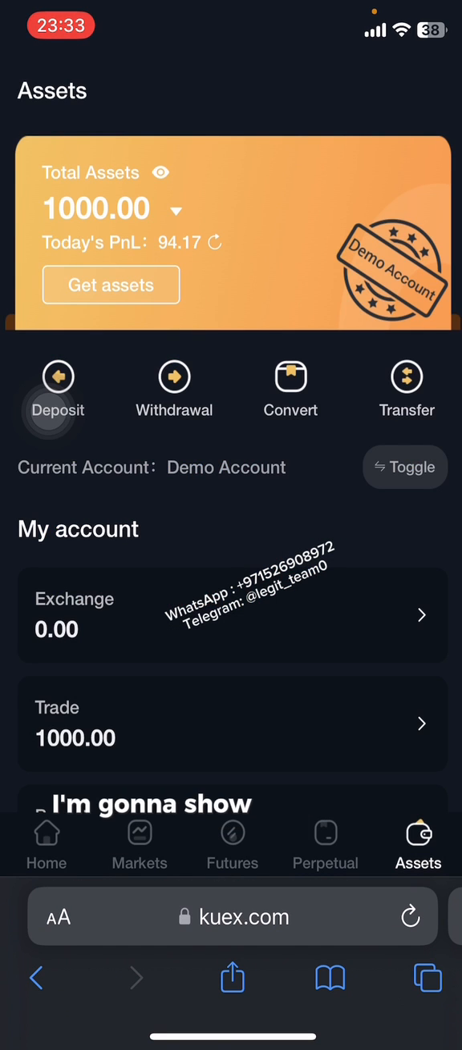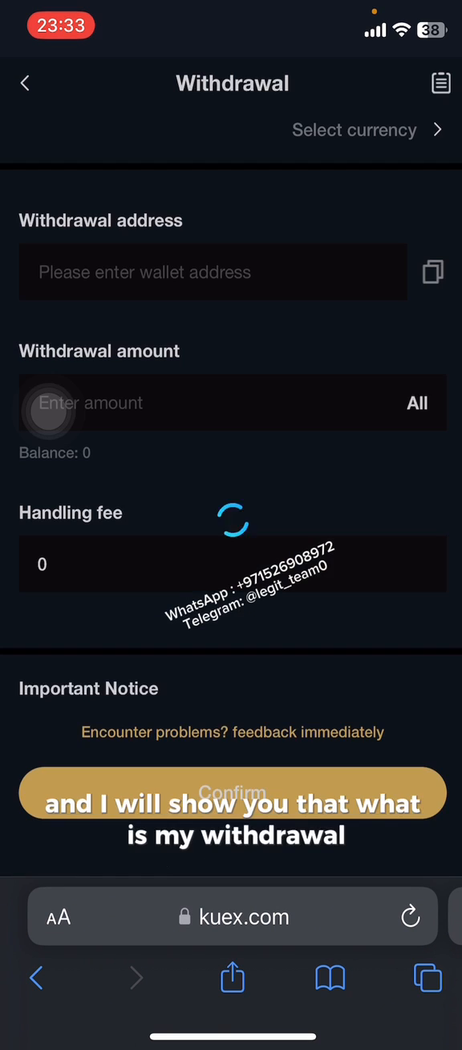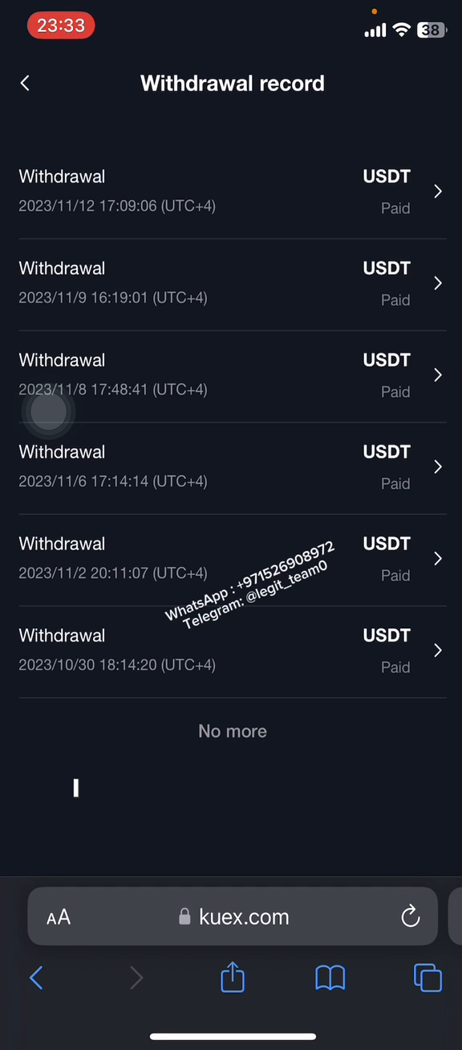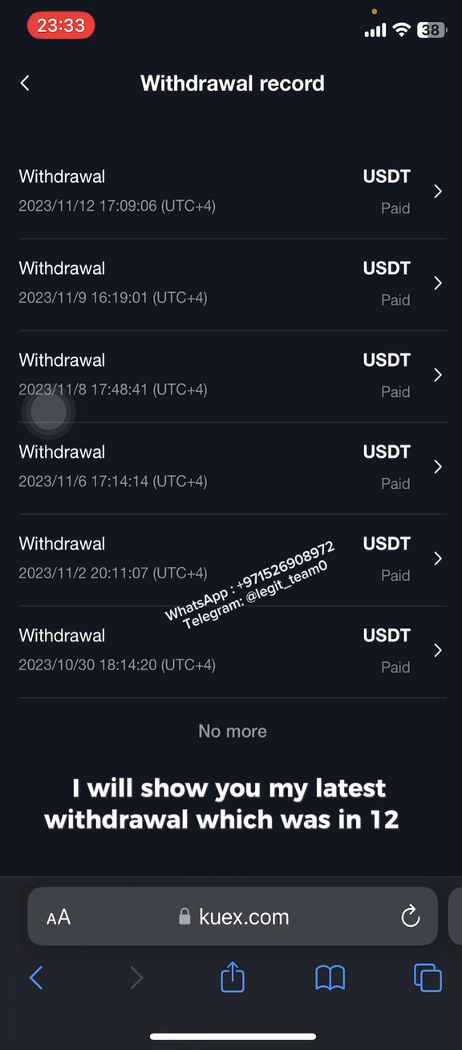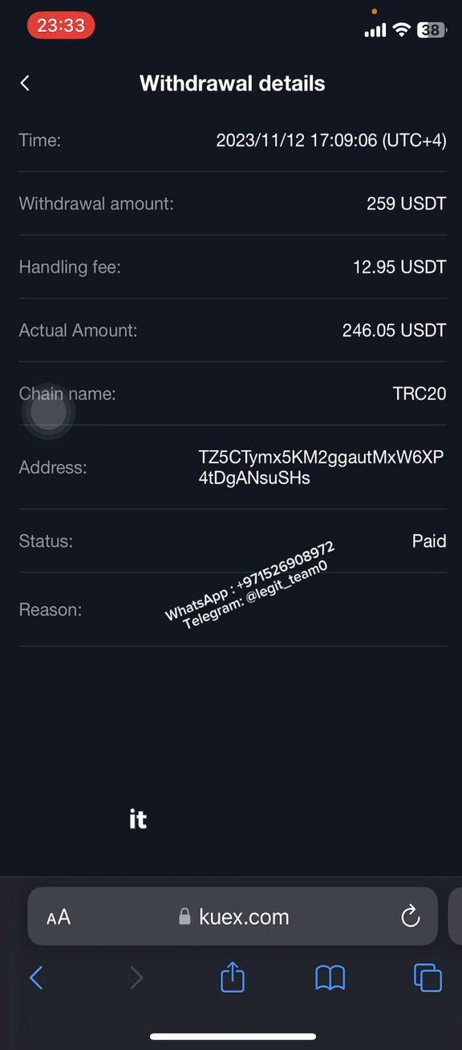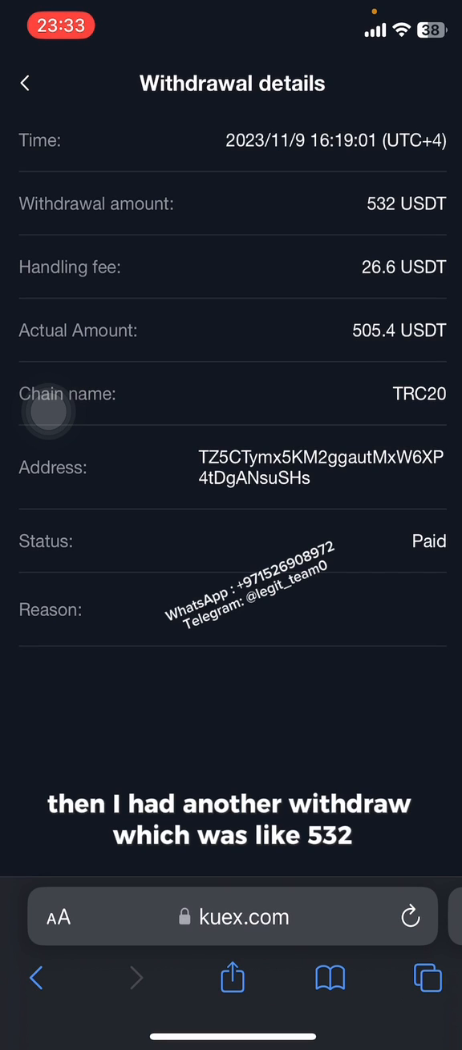Before that, I'm going to show you my real account for now, and I'll show you my withdrawals. So let's go to my withdrawals first. I'll show you my latest withdrawal, which was on 12/11/23, that means 1 week ago. It was $259. Then I had another withdrawal of 532.